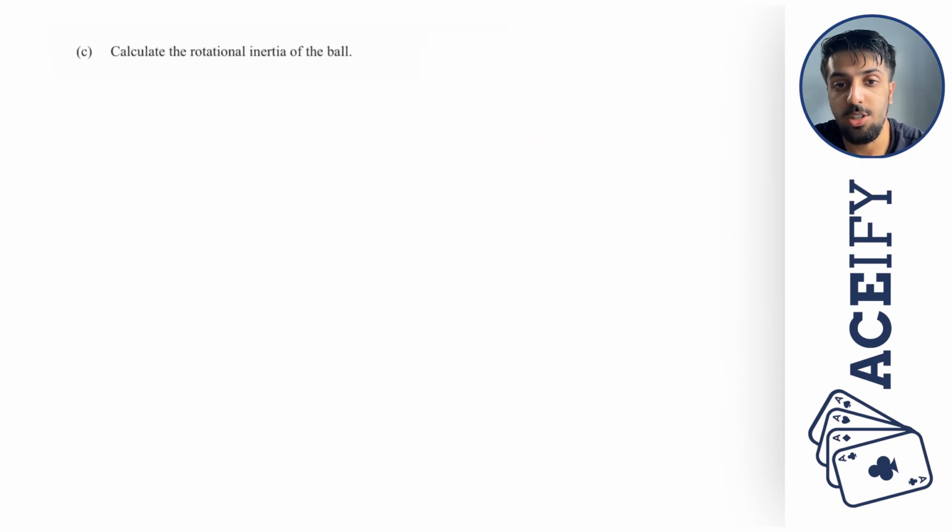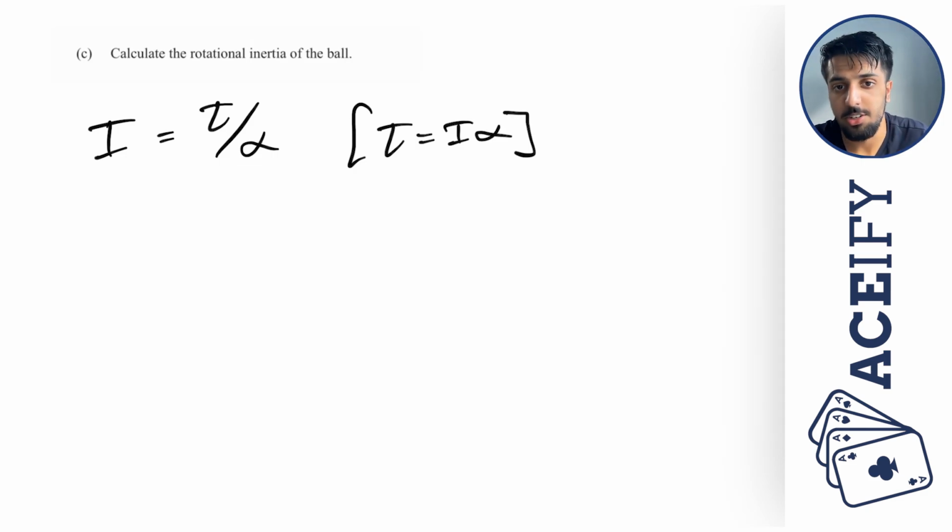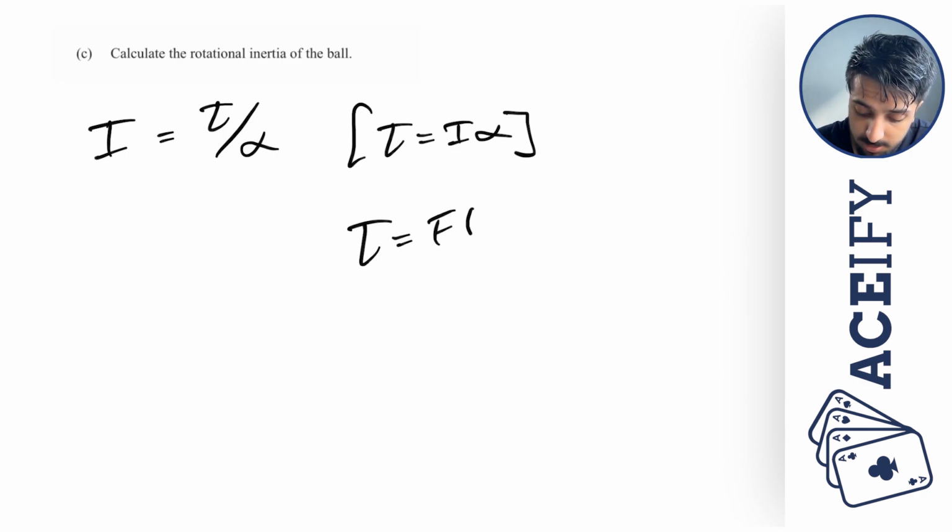Calculate the rotational inertia of the ball. We know that our rotational inertia is equal to our torque over our angular acceleration. This is just a rearranged form of τ = Iα. In the previous question we found our angular acceleration, however we do not know our torque, so we can find that. We know our torque is equal to force times distance. And remember, our distance is the distance from where the force acts to the object's center of mass.